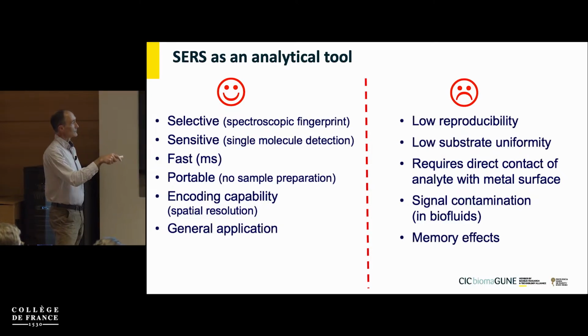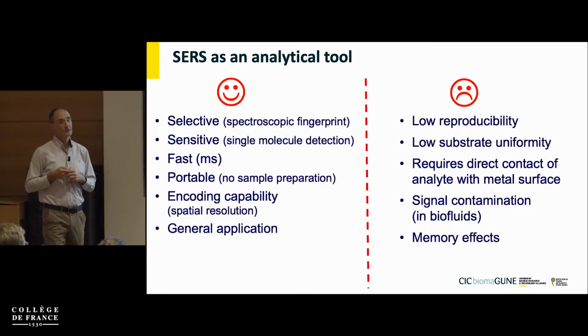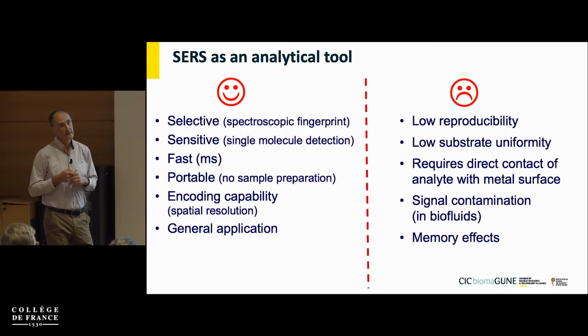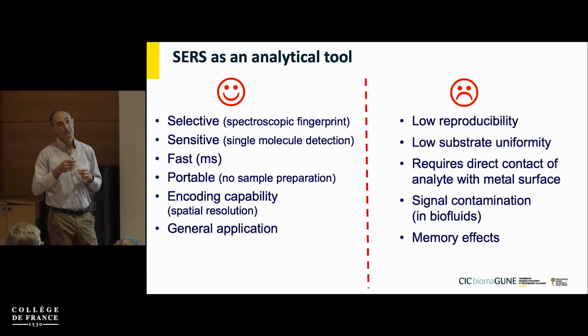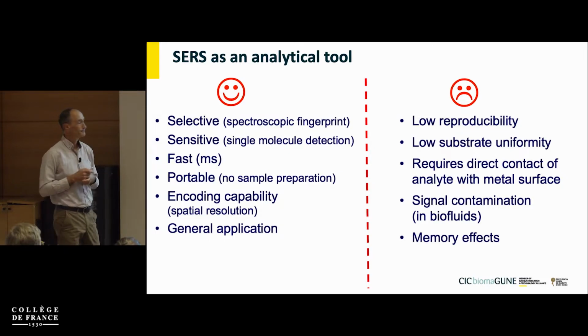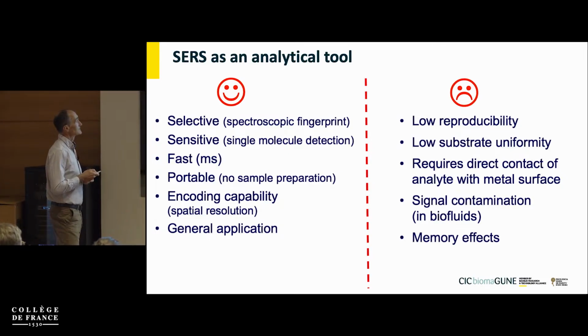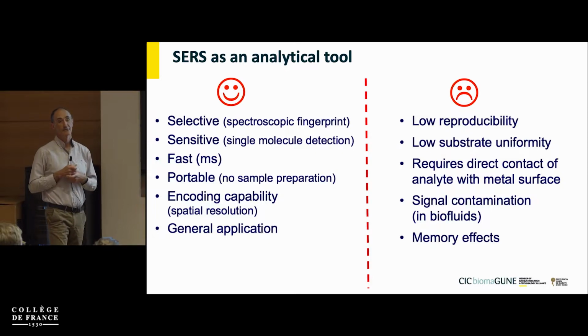And also, and this I will also address in more detail today, memory effects, which I repeat, these are related to the absorption of molecules on the substrate at early times that will not leave the nanoparticle surface, and they will contribute to spectra that you measure at later times. And then you will not know whether what you measure is coming from what is happening at that time in the system or from what happened a few hours before. Okay. All right, so let's address reproducibility and uniformity.